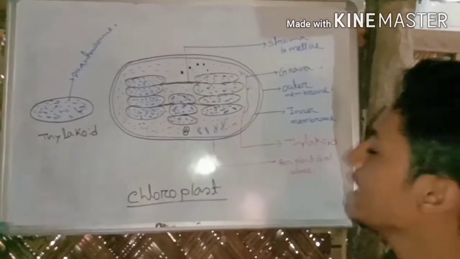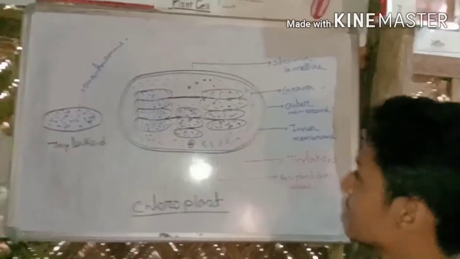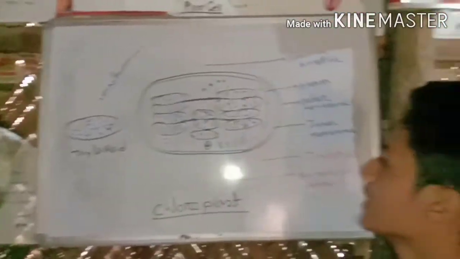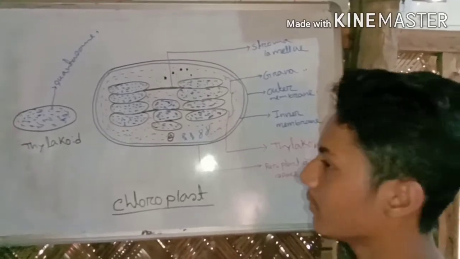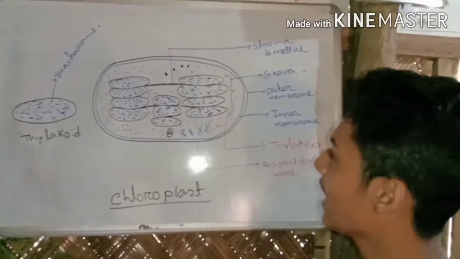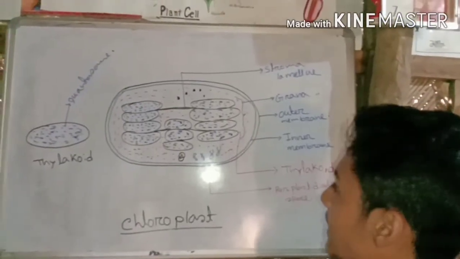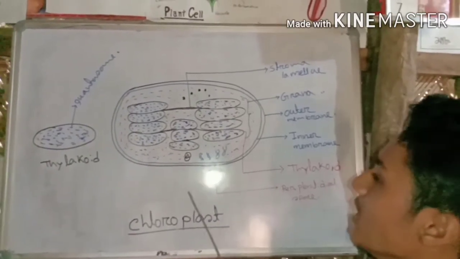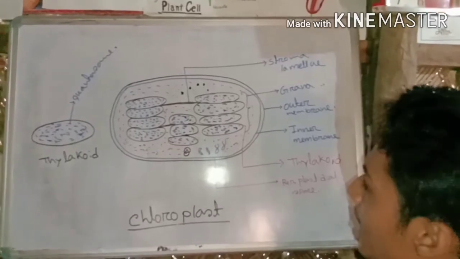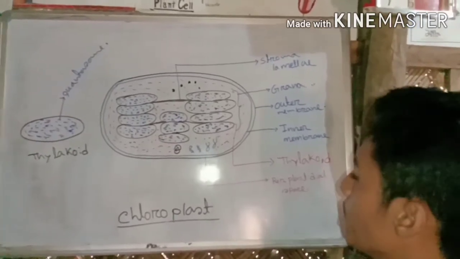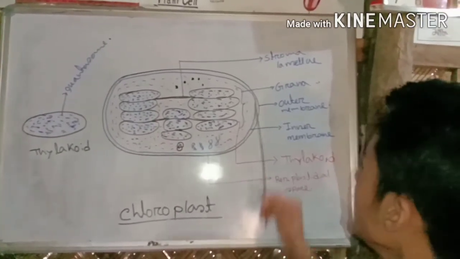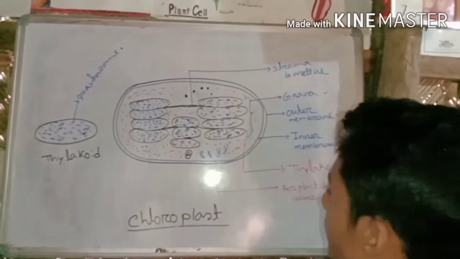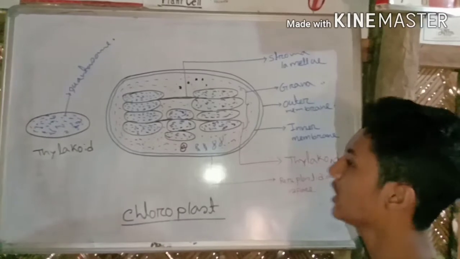Then comes some plate-like structures. The plate-like structures are known as thylakoids, and these plate-like structures arrange parallelly and form the grana. So what is the grana? We can define it like that: the plate-like structures which arrange parallelly and form the grana. Now these grana are attached by connective tissue, which is known as stroma lamellae, or we can say grana lamellae. Okay, so this is the whole structure of the chloroplast.